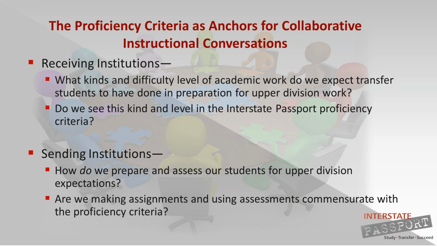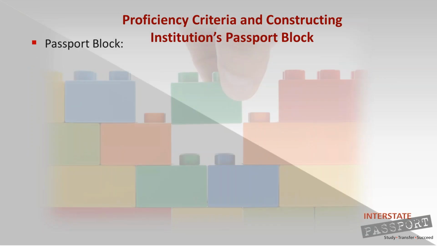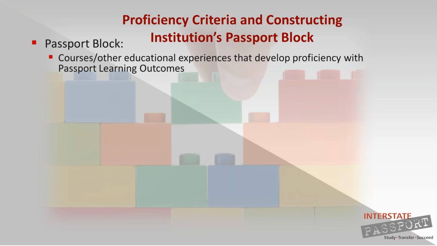And you can see that this could apply to third grade teachers and fourth grade teachers, the lower division teachers and the upper division teachers. These are conversations that need to go on within institutions and across institutions. Right. And one of the things that needs to happen if an institution is going to think about becoming a passport institution is they need to put together a block of learning opportunities that address every one of the passport learning outcomes. And the passport block will consist of these educational experiences that develop proficiency.